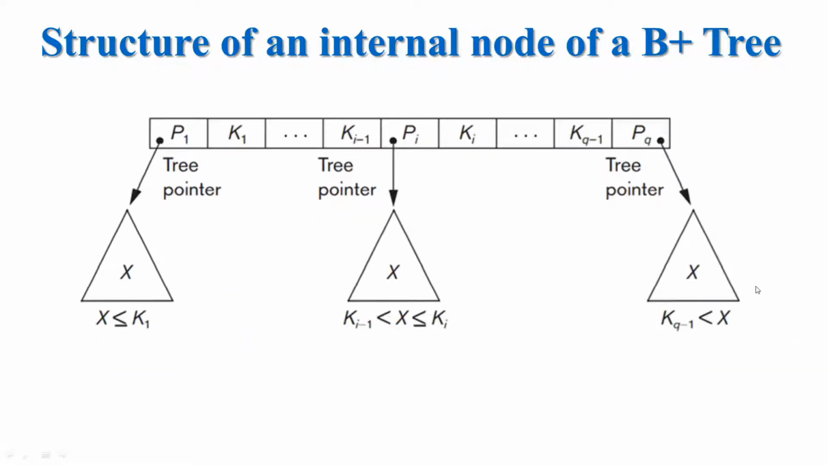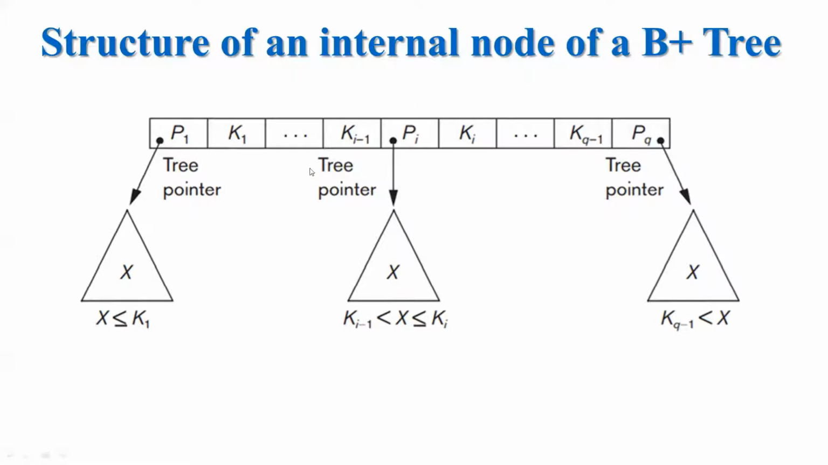Given any internal node of the B plus tree, you're going to have two fields. One is the tree pointer and the other one is the search key value. This tree pointer is going to point to other lower level nodes of the B plus tree. And this B plus tree follows the search tree implementation. That means given the root, given any key on the root level, all the keys to the left of the root will be less than the root and all the keys to the right of the root will be greater than the root. This is one thing.